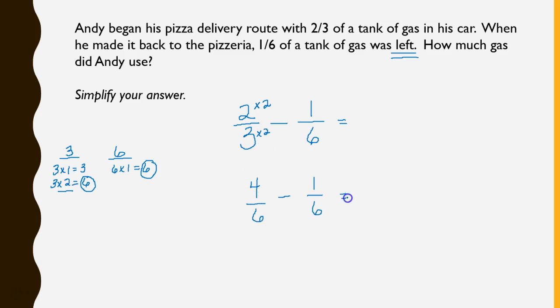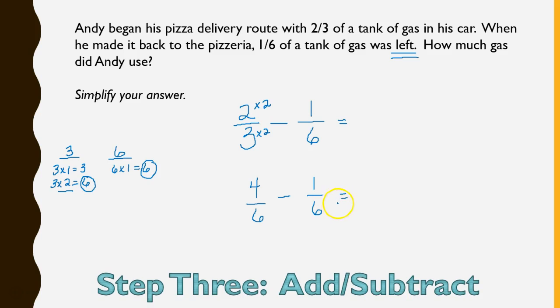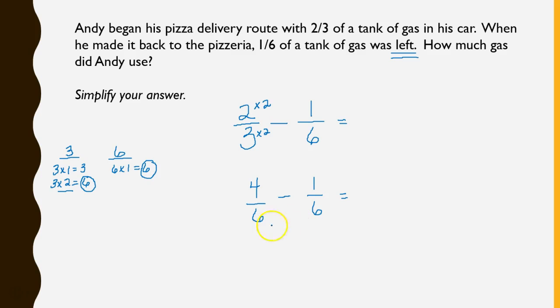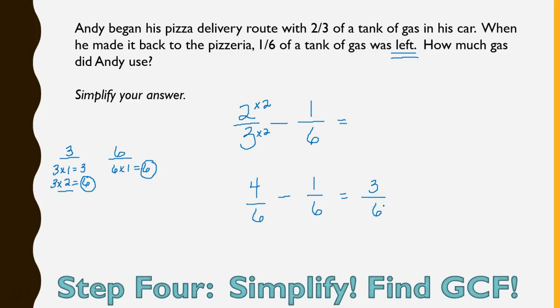All right. So step 3, we're going to go ahead and subtract these fractions. Since the denominators are the same, we're just going to put that down here. And we only have to subtract the top. 4 minus 1. Okay, so now I need to make sure that I simplify.